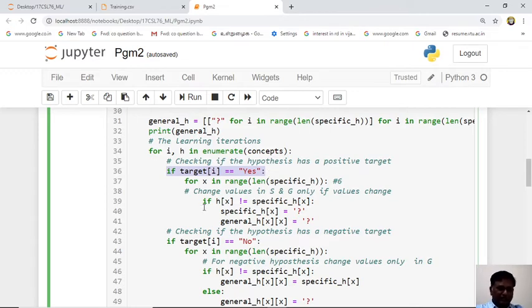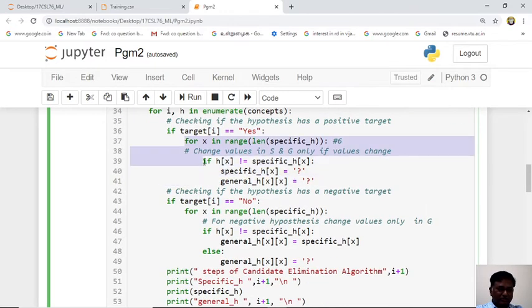As we have seen in the algorithm, candidate elimination will check 2 cases, yes case and no case. So these 2 if conditions will check both yes and no case. If it is yes, we are updating the specific. If it is no, we are updating the general. So in the yes case, we are updating both specific as well as general. A for loop is initialized for i in range of length of specific. So this will run 6 times.